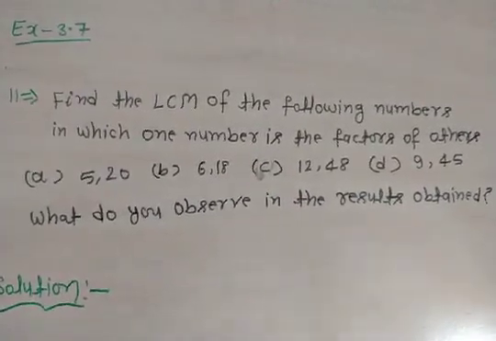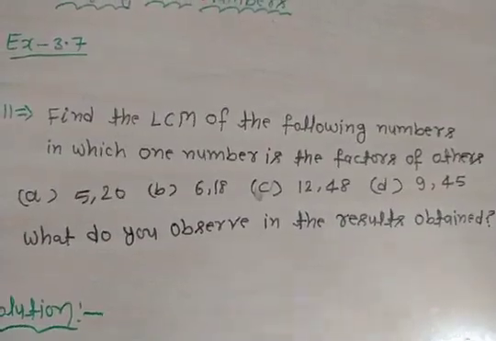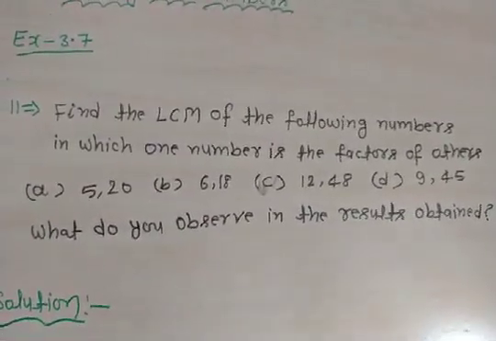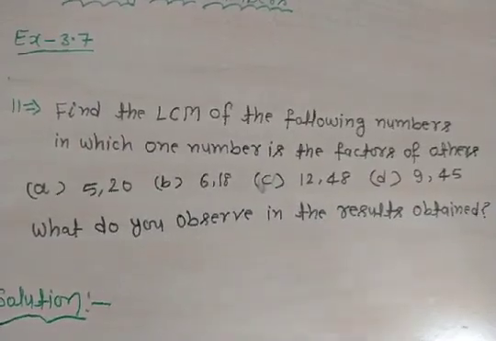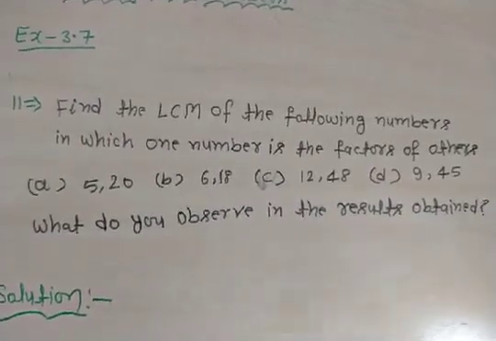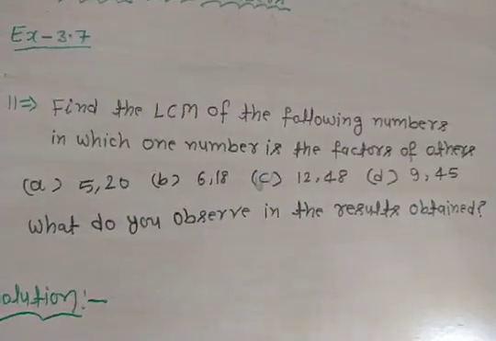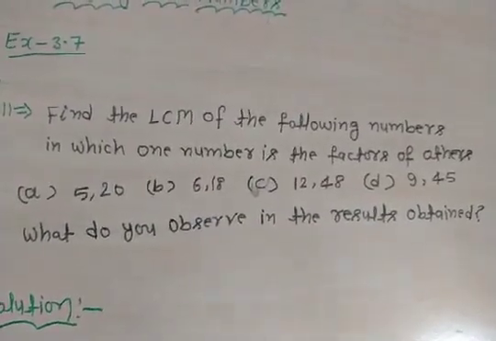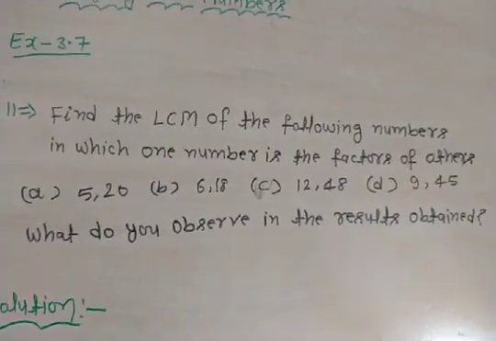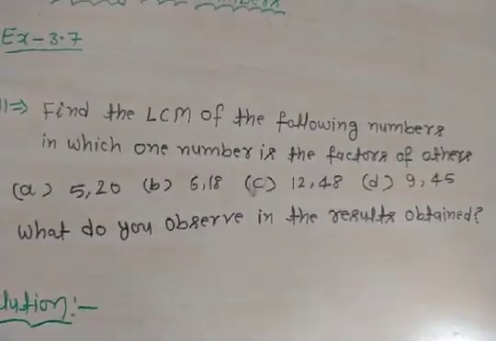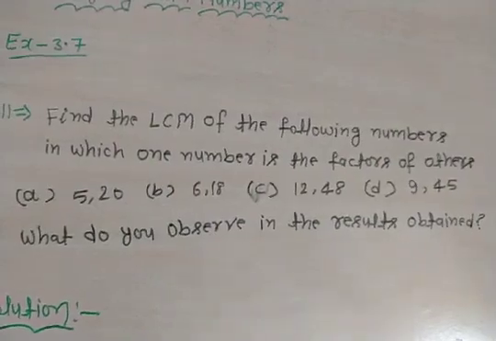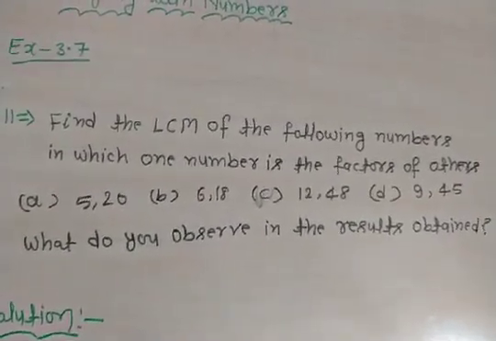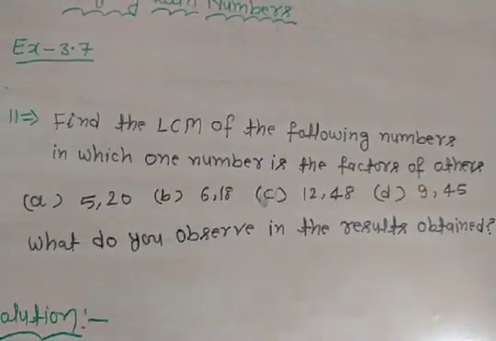This is question number 11. Find the LCM of the following numbers in which one number is the factor of the other: (a) 5, 20; (b) 6, 18; (c) 12, 48; (d) 9, 45. What do you observe in the results obtained? Okay, so now first we find the LCM of the given numbers.